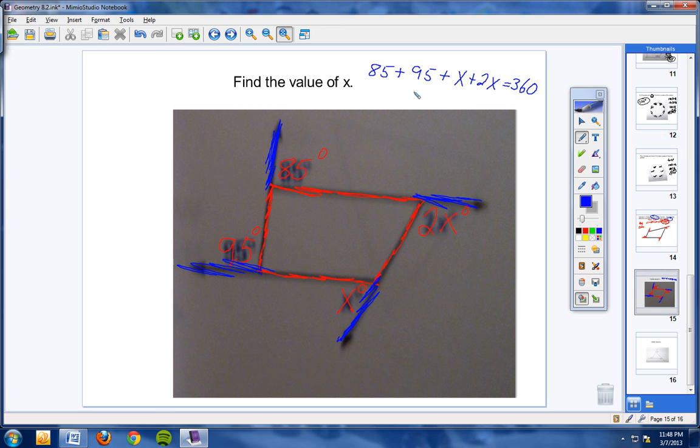85 plus 95, that's 180. X plus 2x, that's 3x. And I'm going to have to continue this on another page, so let me switch to another page.